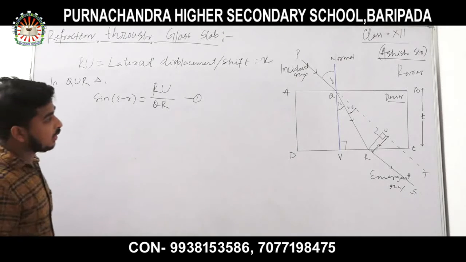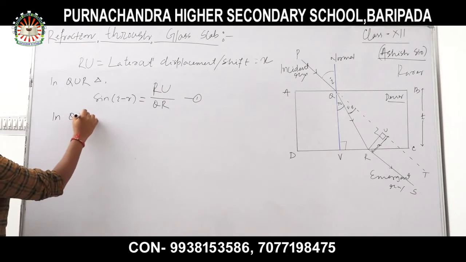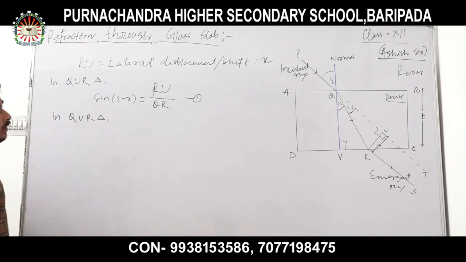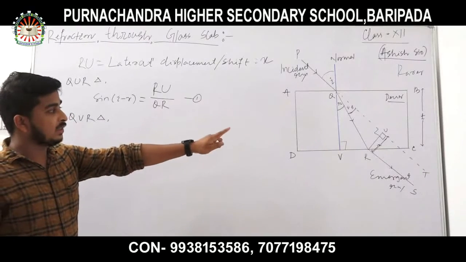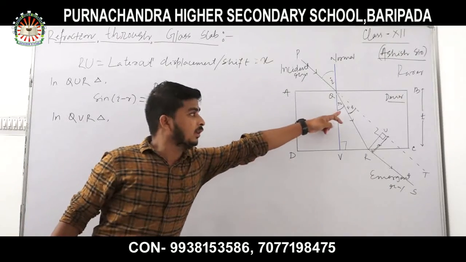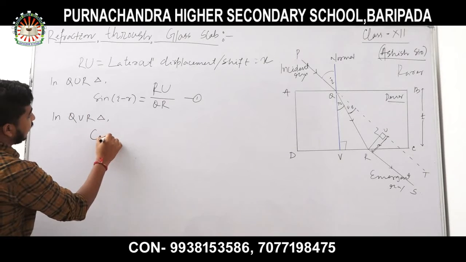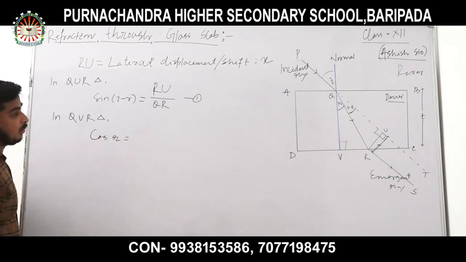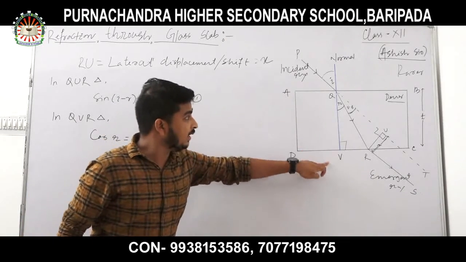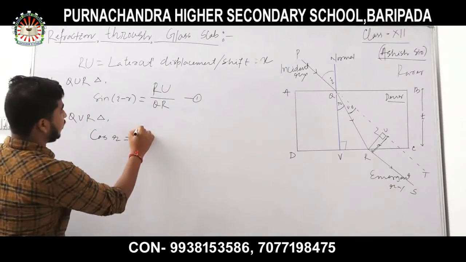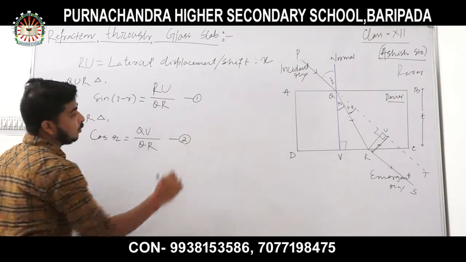So now look at triangle QVR. In triangle QVR, angle VQR is angle r. So if I want to write cos of r, that will be P by H. The P means QV divided by QR. Mark it equation 2.